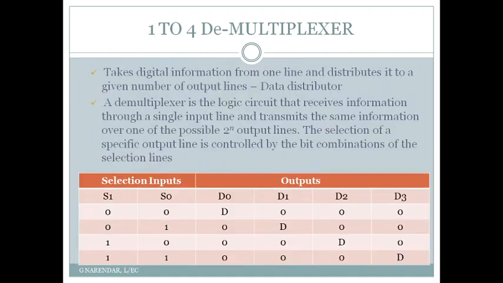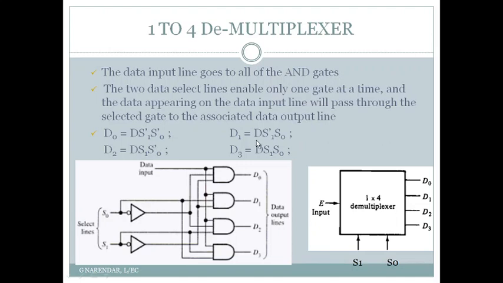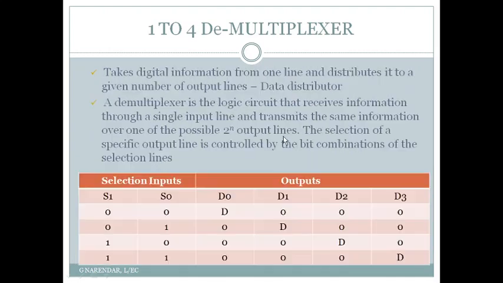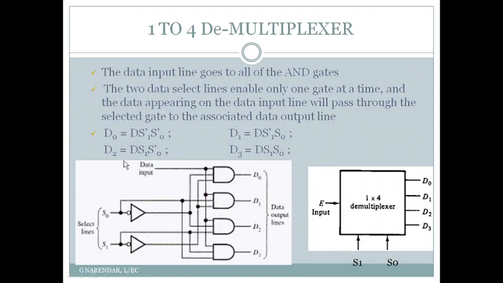And similarly, for D1, D1 equals D only when S1 is 0 and S0 is 1. So I can write D1 as S1 bar dot S0 dot D, so D1 equals D S1 bar dot S0. Similarly, for the Boolean expression for D2, you can see that D2 equals D only when S1 equals 1 and S0 equals 0. So I can give the expression for D2 output as S1 dot S0 bar dot D, so D2 equals D dot S1 dot S0 bar.